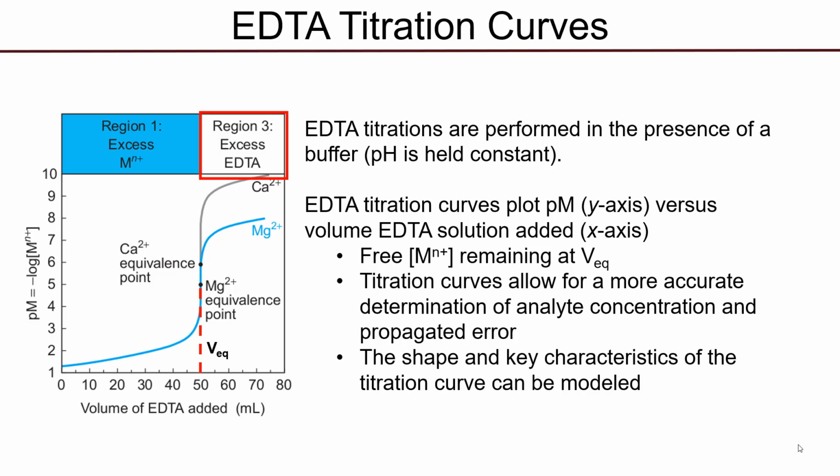And so by using these assumptions in the appropriate region, we can predict the concentration of the free metal ion and thus the pM, calculate the pM value with good certainty and minimal error. So we're going to walk through an example with a calcium titration to show you how that works.